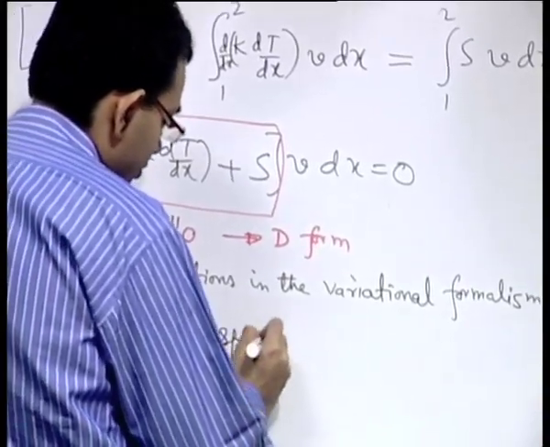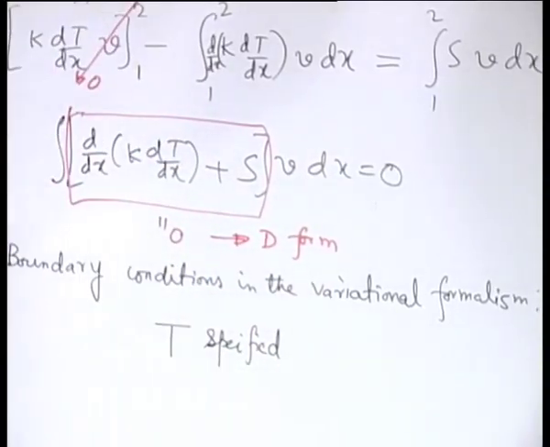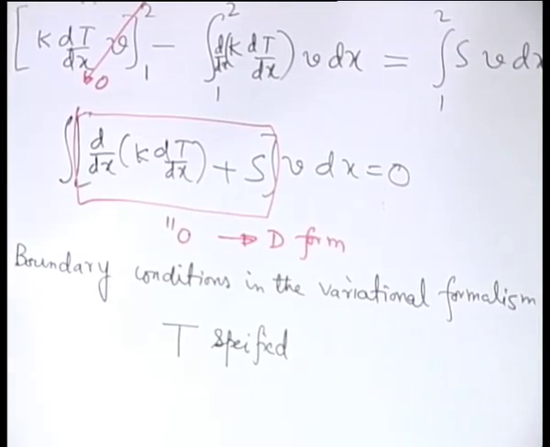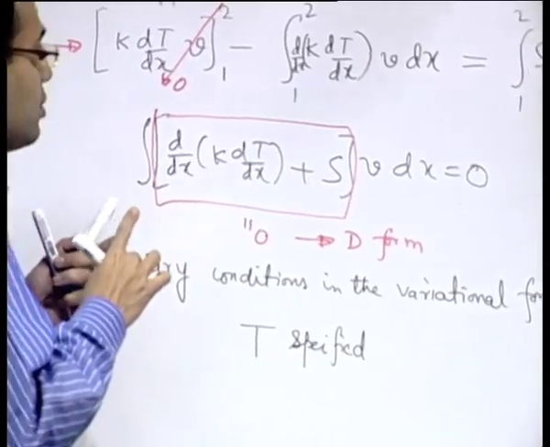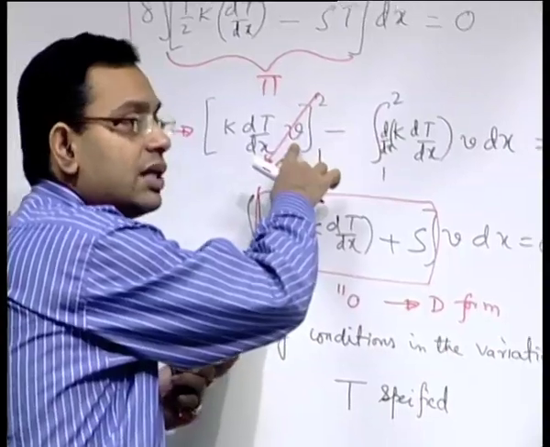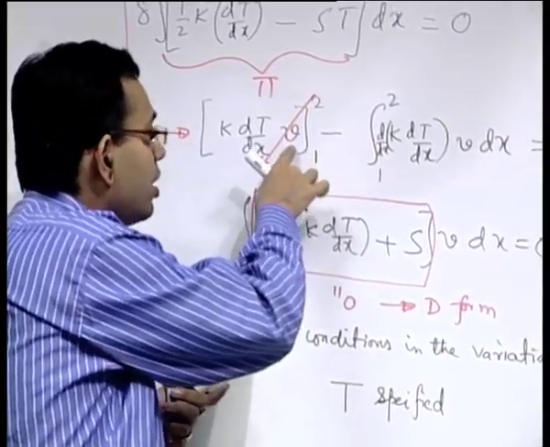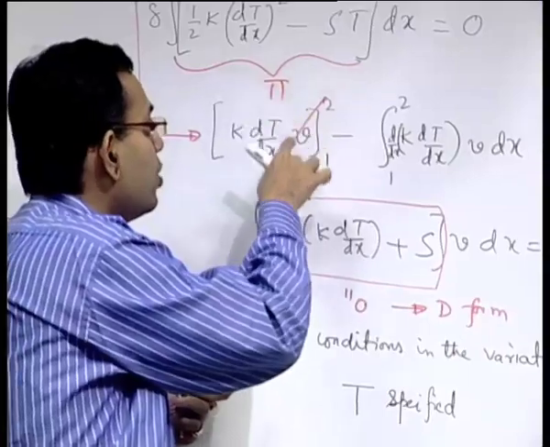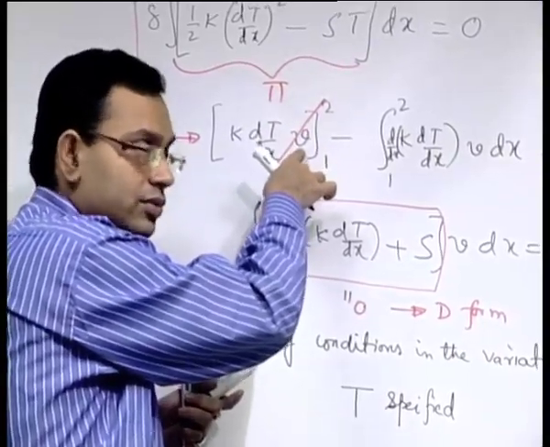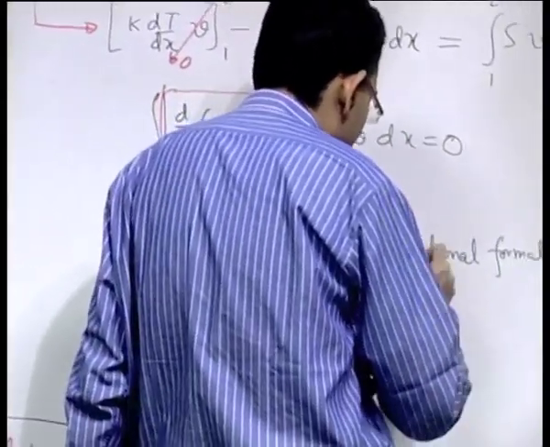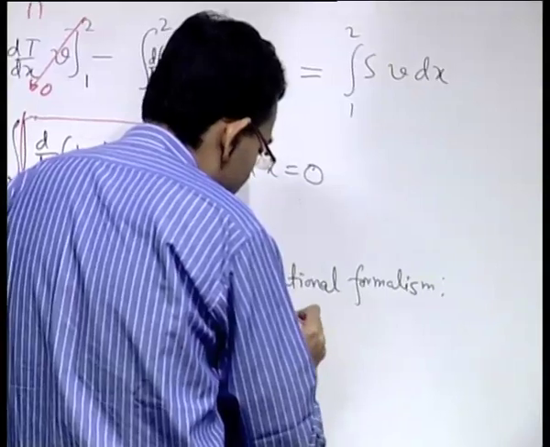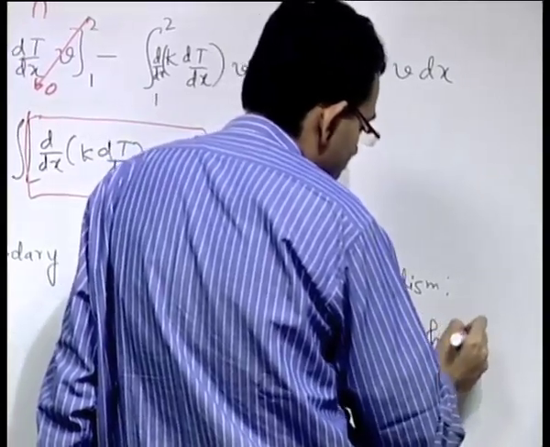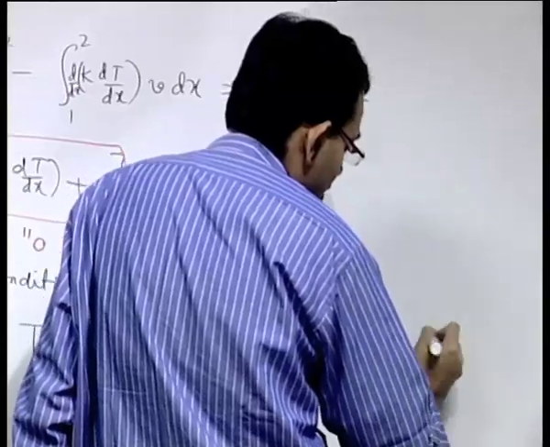T specified means what? The variable, the variation of which appears in the boundary term, is specified. The variation of t appears in the boundary term, and that variable is specified. So, t is specified, more formally it is the variable for which variation appears in the boundary term.